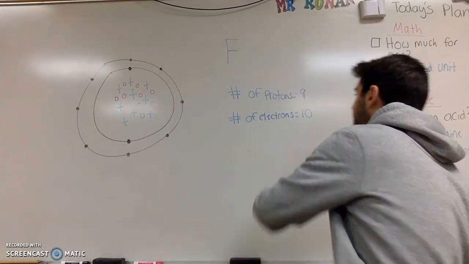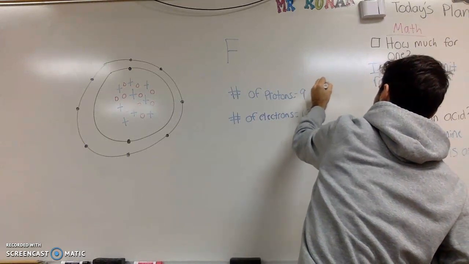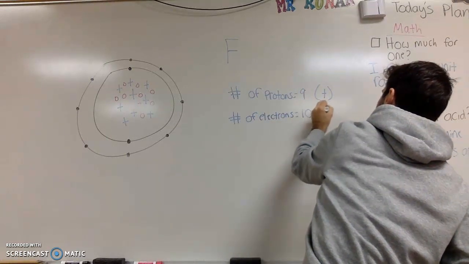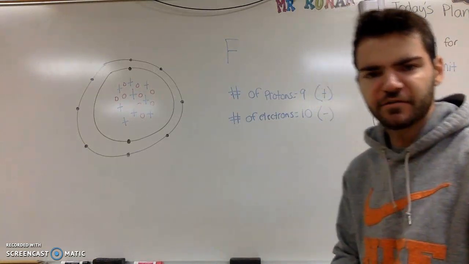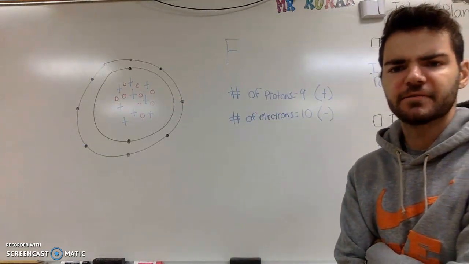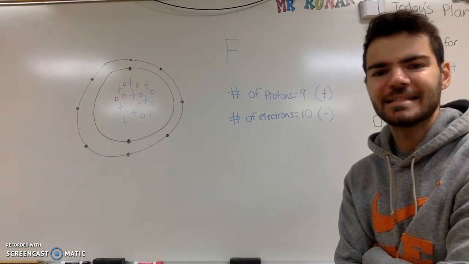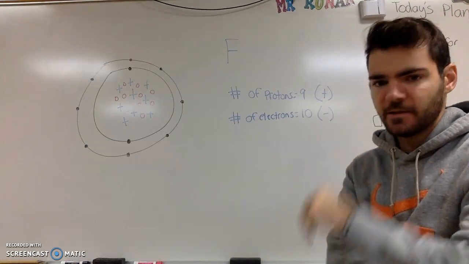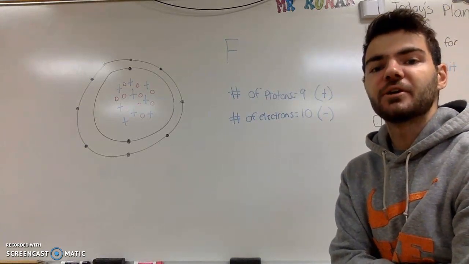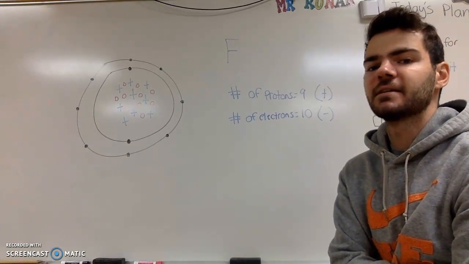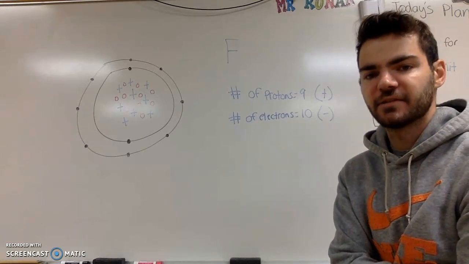So we know that protons are positive, electrons are negative. So it looks like we have 9 positively charged particles, 10 negatively charged particles. Since we have more negatively charged particles than positive, we know that this element has to have a negative charge.